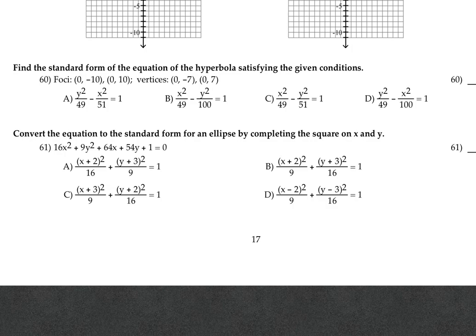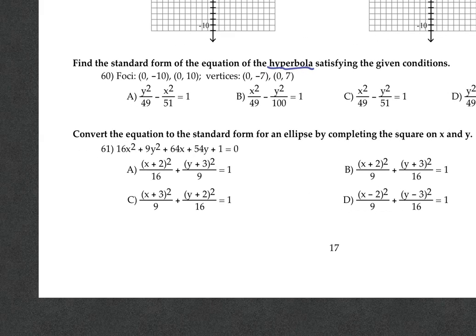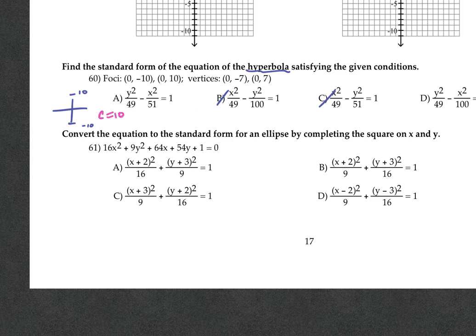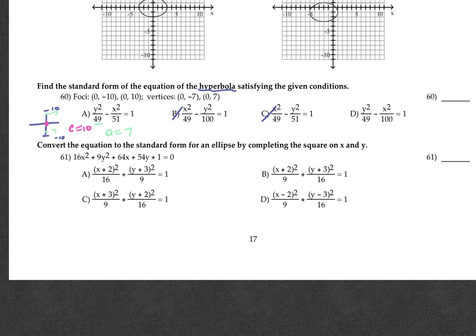60 gives you foci and vertices of a hyperbola. The fact that the foci are at 0, negative 10 and positive 10 tells me that it's vertical, which means the y comes first, and I've already eliminated two of my answer choices. The c would be 10. The center is at 0, 0. And the vertices are at 0, 7 and negative 7, which means the a is 7. A squared comes first, which means 49 goes in the first spot, and it's that way for both. So then the last thing I have to find is b squared. c squared equals a squared plus b squared for a hyperbola. So 100 equals 49 plus b squared, and b squared is going to be 51, which is A.